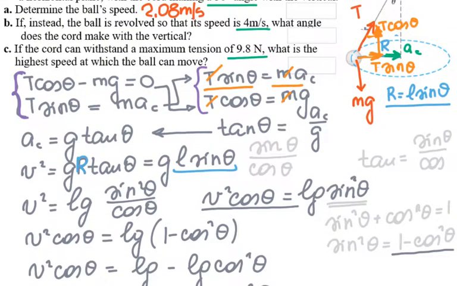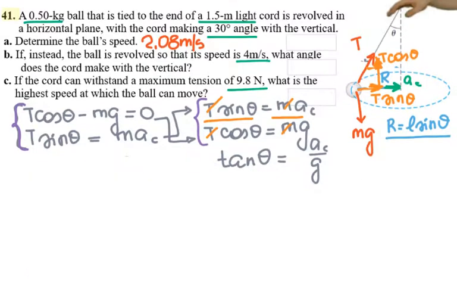And now let's look at the C part. The C, they say if the cord can only withstand a maximum tension of 9.8 newtons, what is the highest speed at which the ball can move? And just to tell you, the calculations that we just figured out and calculated, this 53.13 degrees, you will never see this on the AP exam, such difficult calculations. So this is not something that is going to be given on the AP exam, but at the university definitely you're going to have something like this to work with.